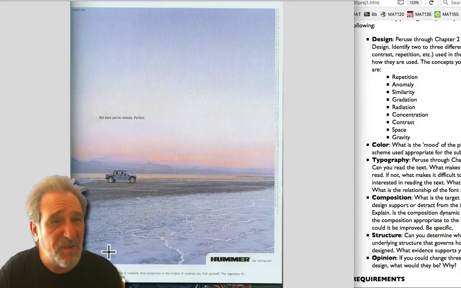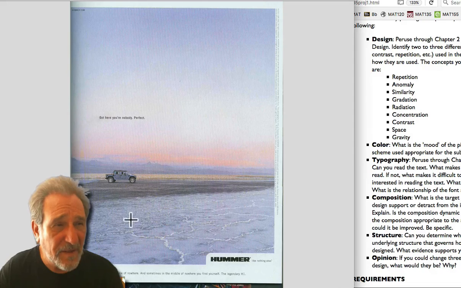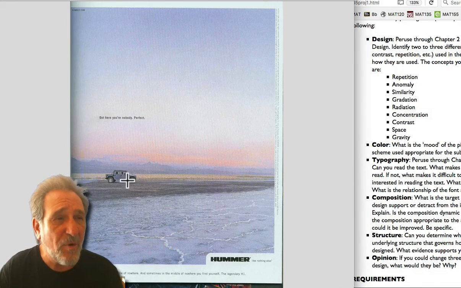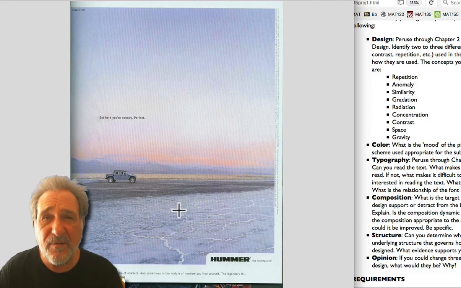It's definitely a sense of space because it's got a lot of depth going on there, and this thing is definitely at the point where it's receding, although it's not quite there yet. So it's a strong sense of space on that. So that's essentially some of the things you're going to be looking for when you start thinking about your ad critique. All right, so I hope that helps.